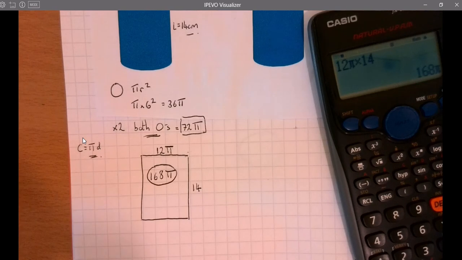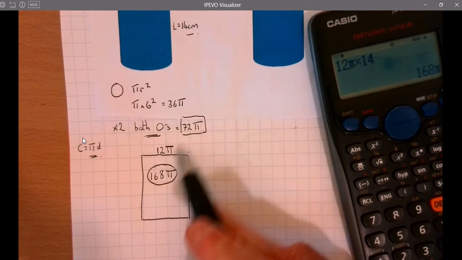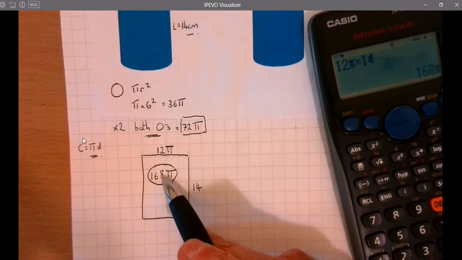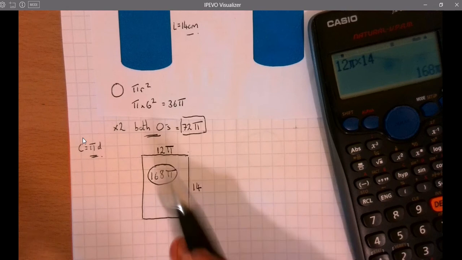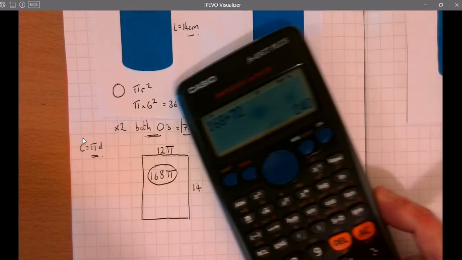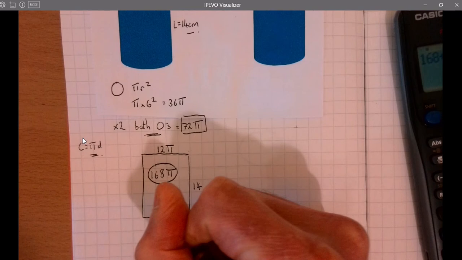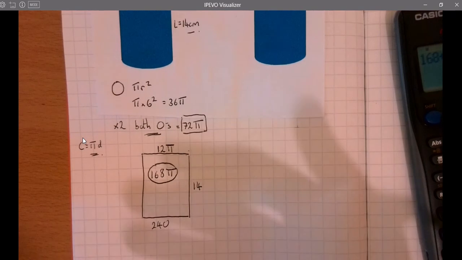Alright, so that's 14 times the circumference of the circle. That's the area of both circles. So the total surface area is just these two added together. So 168 plus 72, and that's going to give us 240. It's not 240, it's 240 pi.